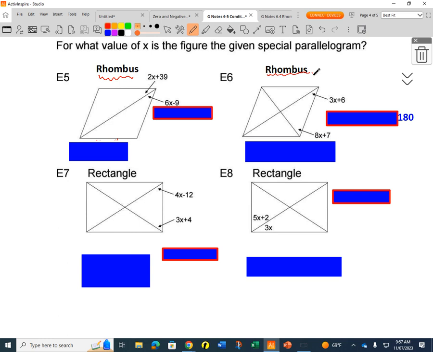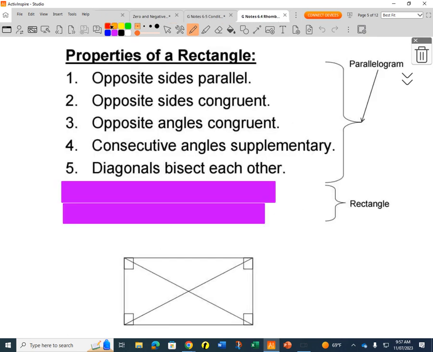So what do we know about the diagonals of a rhombus? Right, so let's look here.